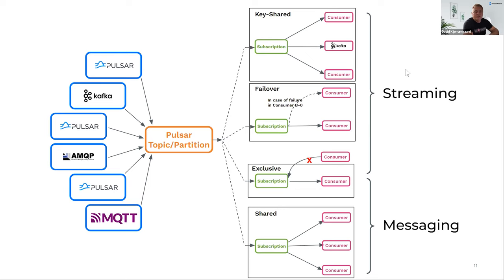So when we decided to write Pulsar, we said, why make people choose between streaming or messaging? Why don't we have a system that does both? Similar to what we did with AMQP and Kafka: why make them choose one protocol? Why not support all of them? And so with the messaging, again, we have the shared there at the bottom, which is your traditional work queue.